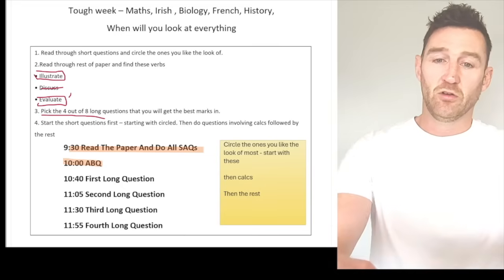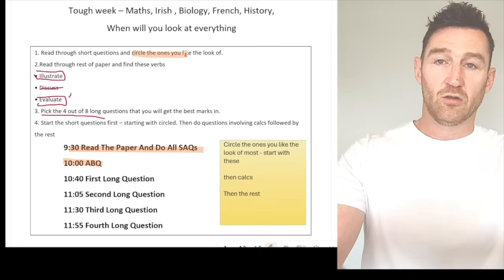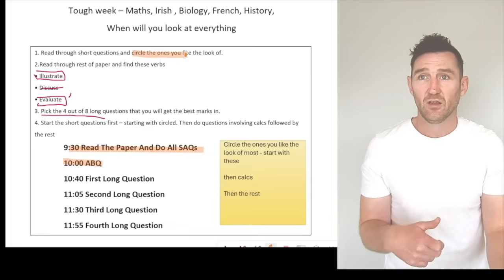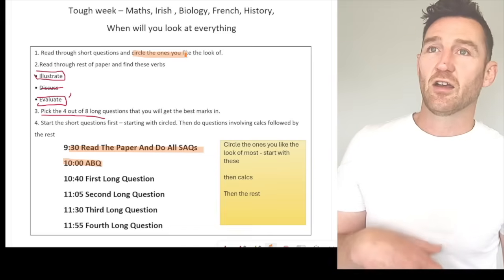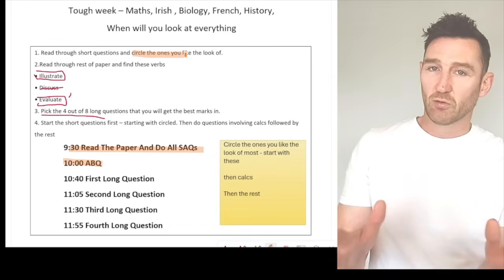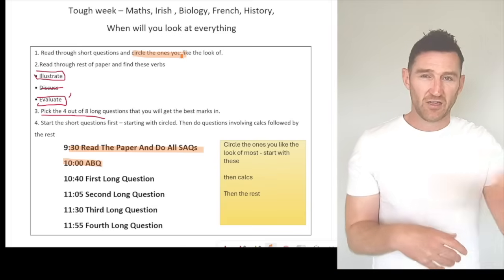Now, when I'm doing my short questions, I'm going to start by circling the ones I like the look of. You've got to do 8 out of 12, so hopefully there's a few that you love. You're like, I know them. Start with the ones you like the look of. Then I would do any ones involving calculations, and then you do the rest.